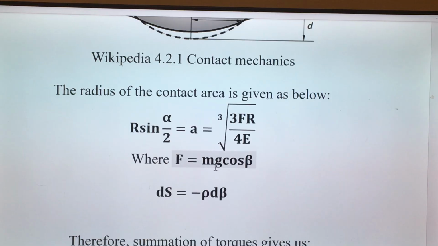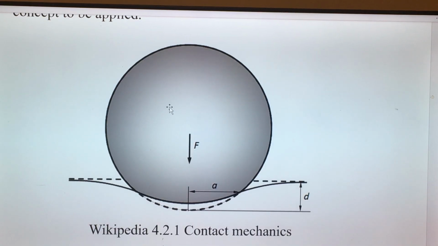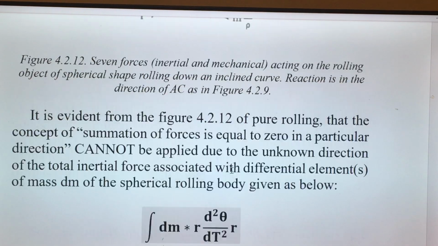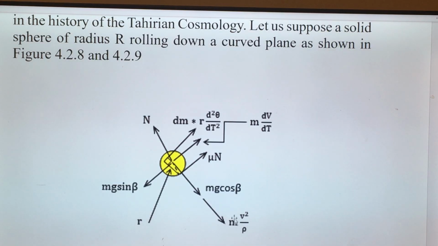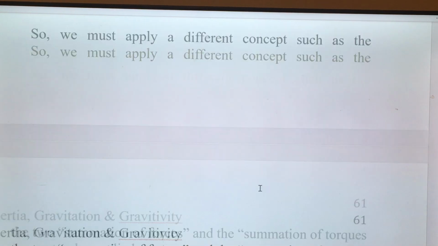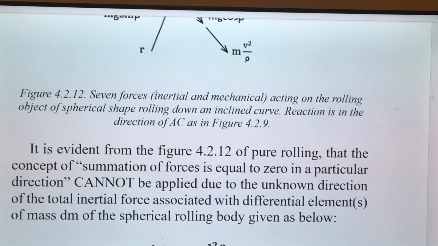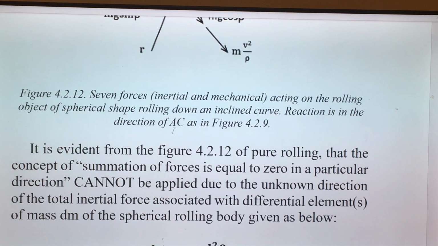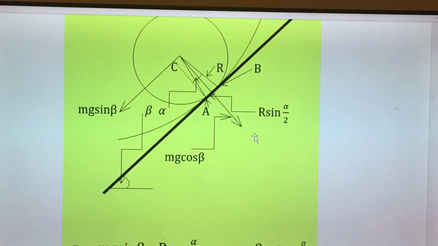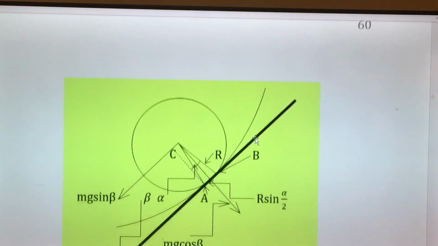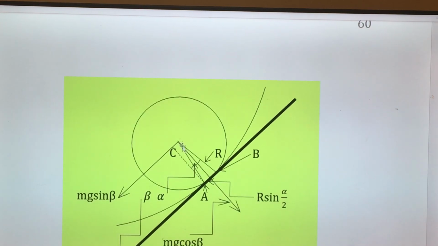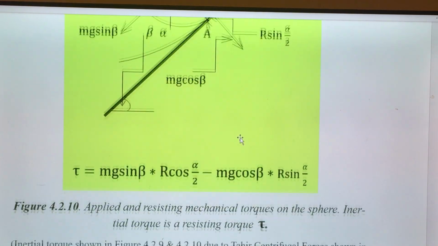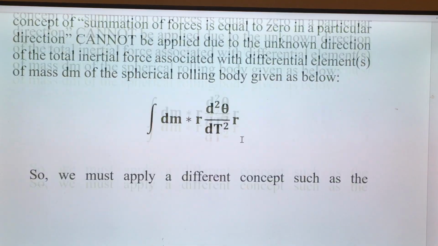So where F is equal to mg cos beta dA, I ignored the dynamic term because they have done the analysis static, no dynamic, no velocity. So I will not add this component. I will just take this mg cos beta. Keep this figure in mind for rolling, figure 4.2.12. Reaction is in the direction of AC as in figure 4.2.9. Reaction is in this direction, but I have still kept the letter N, though it's not normal.